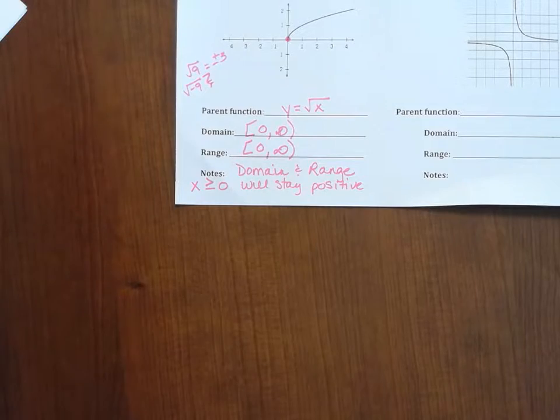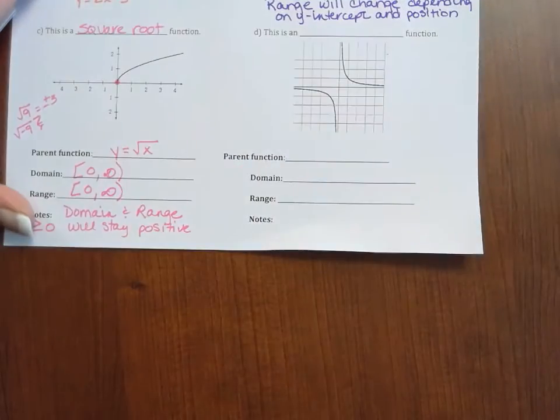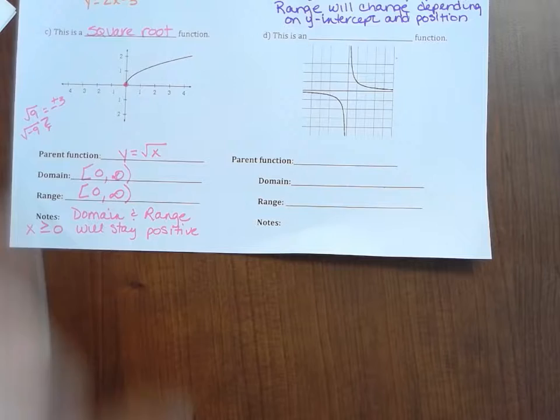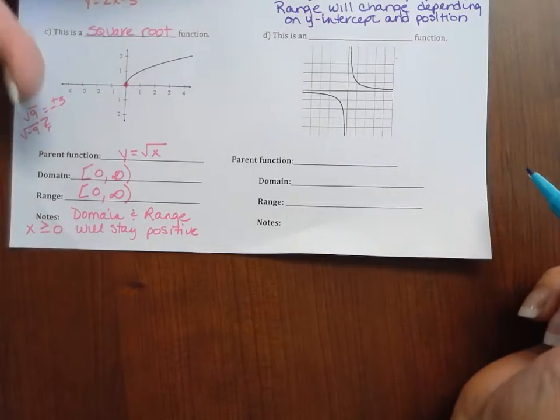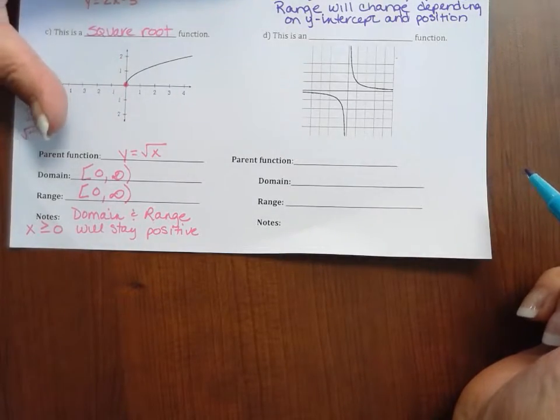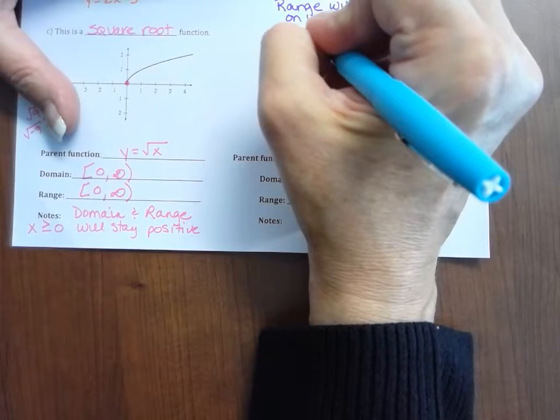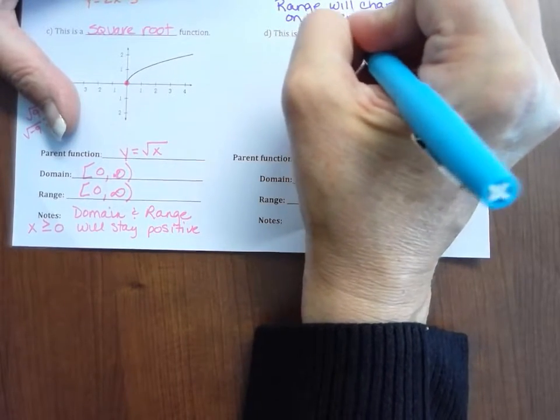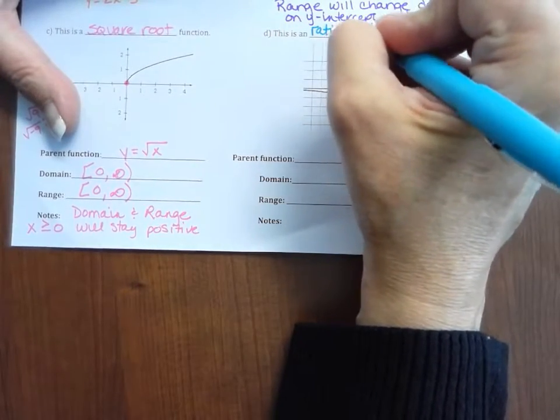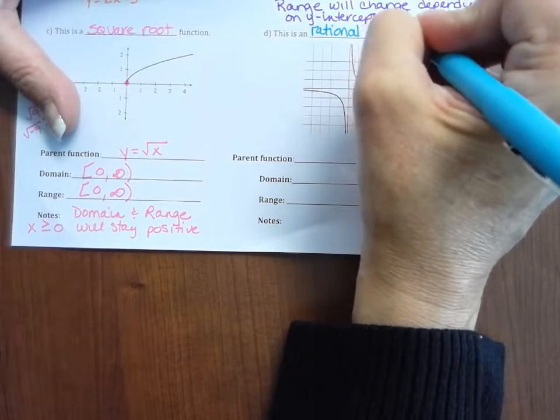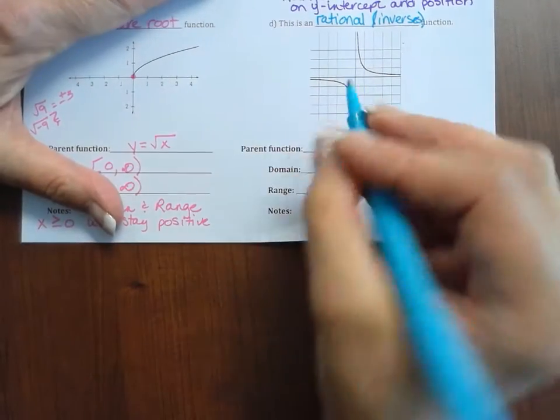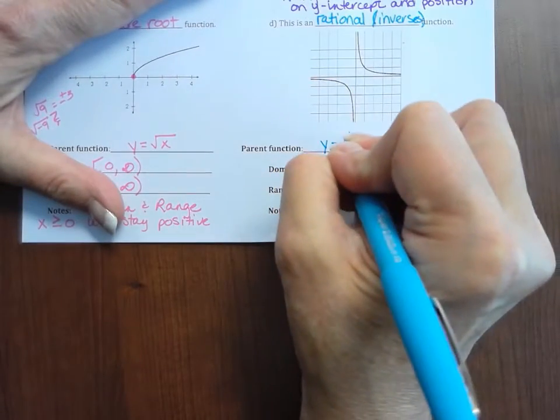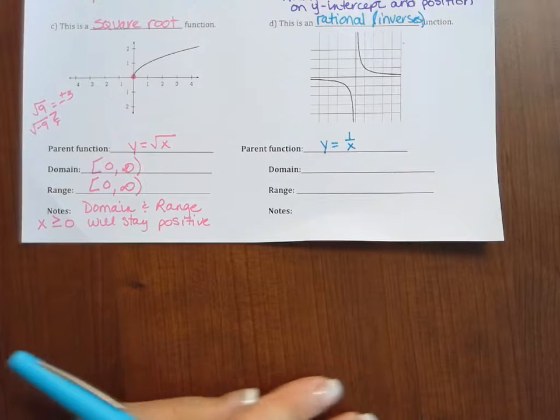Alrighty, my last one. What's this weird looking thing? Anybody know what that one's called? We will do a lot with rational functions this year. Okay? They're also called inverses. We're going to do a lot with those. And our parent function is a fraction, 1 over x.